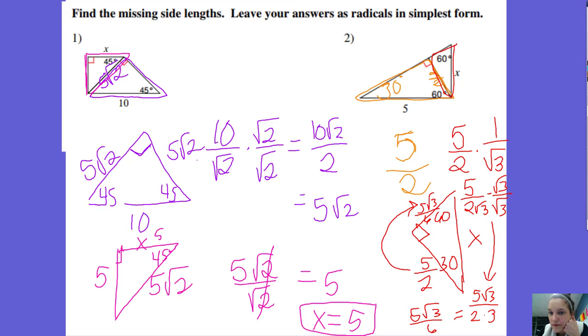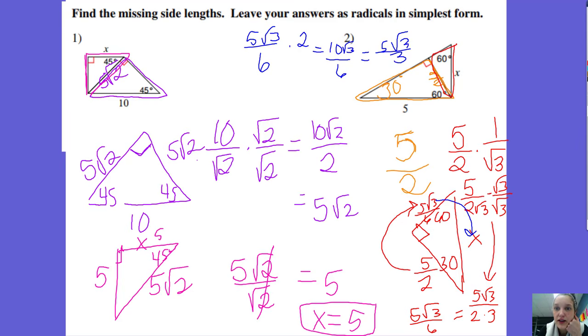And so now to go from the short side, the side across from the 30, to the hypotenuse, which is what I'm trying to do, I'm just going to double it. So 5 root 3 over 6 times 2 is going to give me 10 root 3 over 6, which I can then reduce. 10 over 6 reduces to 5 over 3. So this will be 5 root 3 over 3. So x equals 5 root 3 over 3.